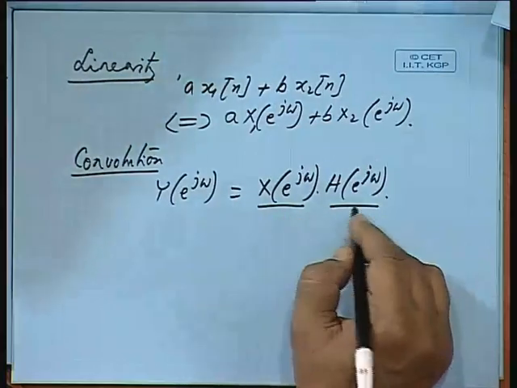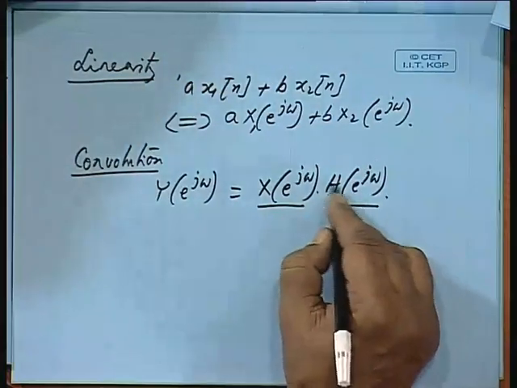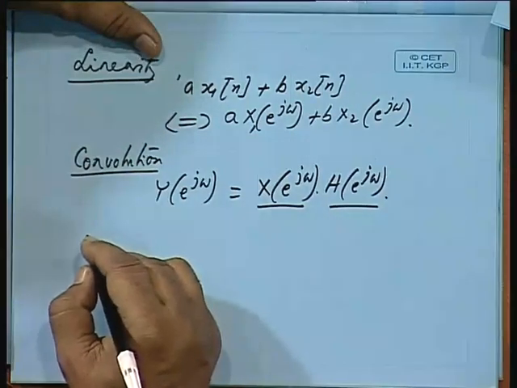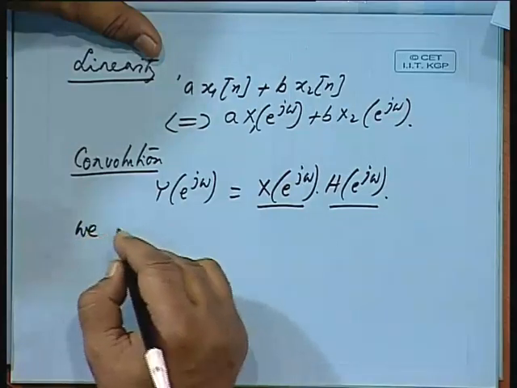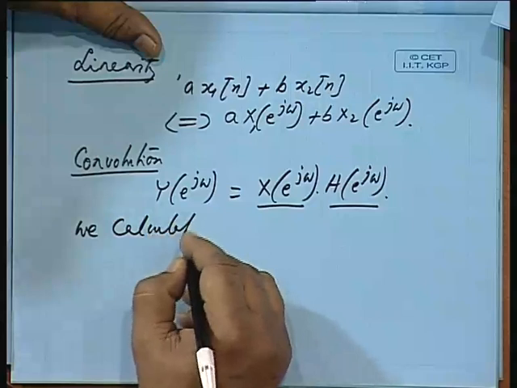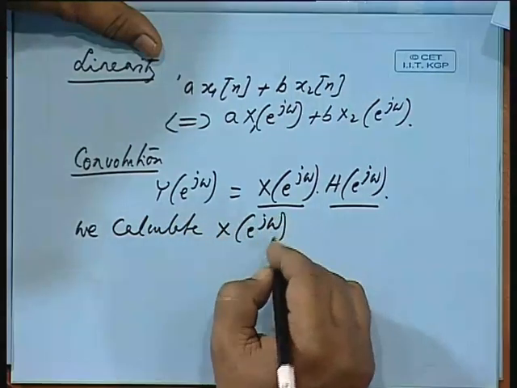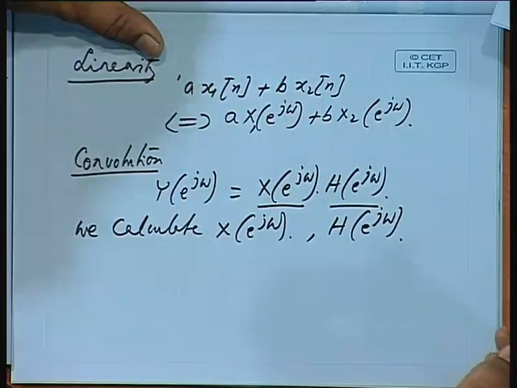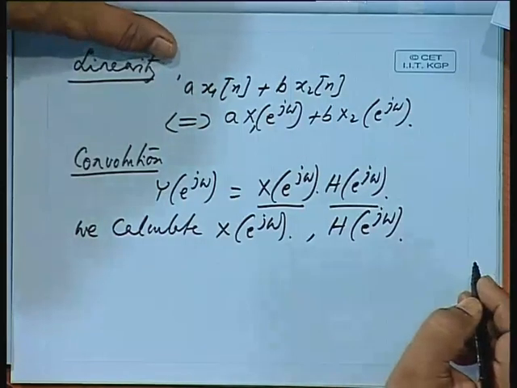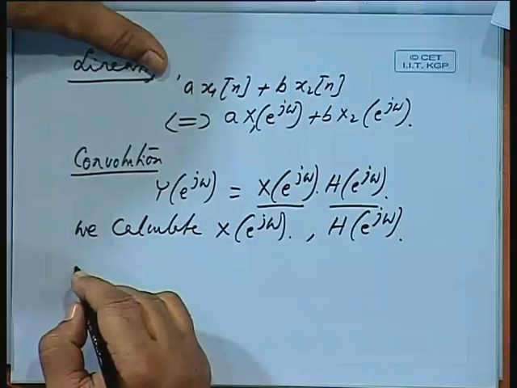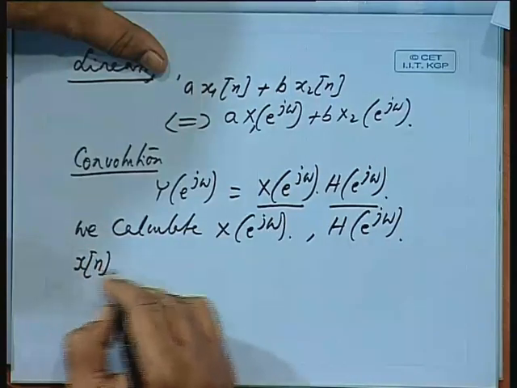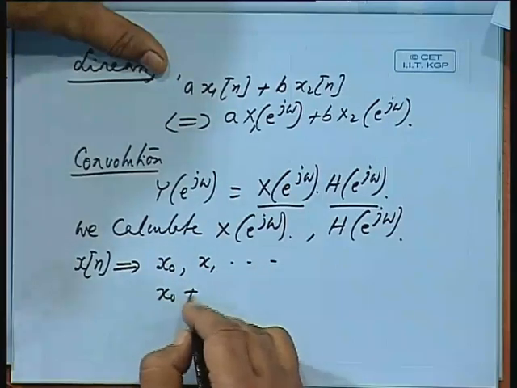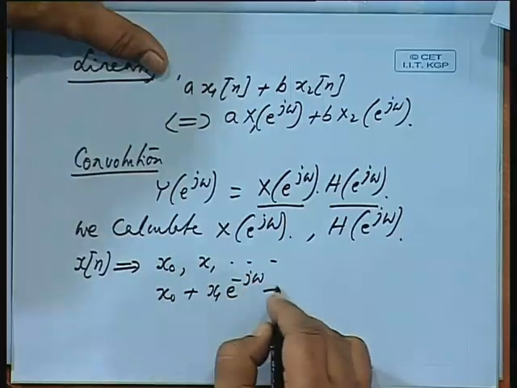If you can get an analytical expression, and if you can take the inverse, so we calculate X(e^jω) and H(e^jω). All right. So, if you are given a sequence x[n] as x0, x1, etc., calculate x0 plus x1 e to the power minus jω and so on.